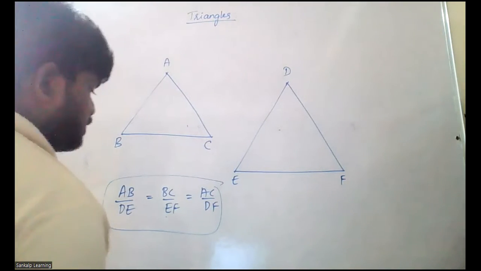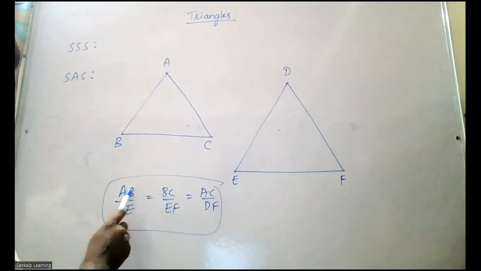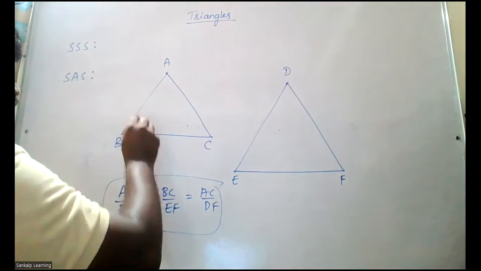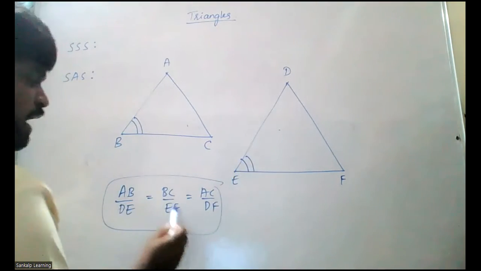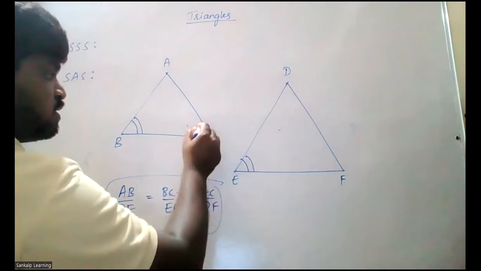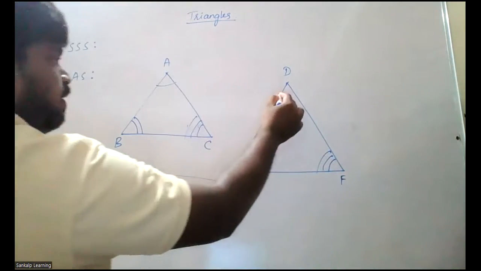How do you find corresponding angles? Very simple. Compare the numerator, which is the alphabet that is the same, B. Here, compare the denominator, which is the alphabet that is the same, E. So B will be equal to E. Again, compare these two numerators. C is common, F is the same alphabet. So C will be equal to F. The remaining one, A, will be equal to D.